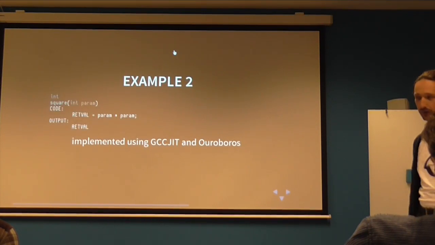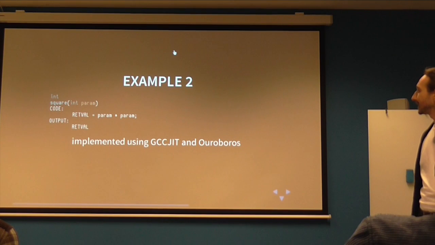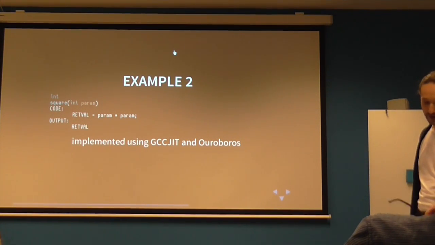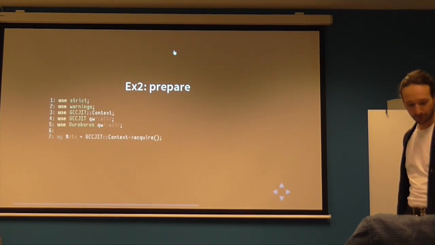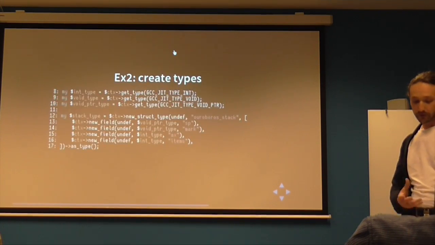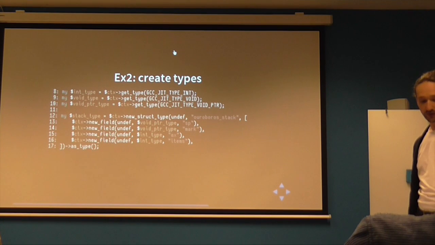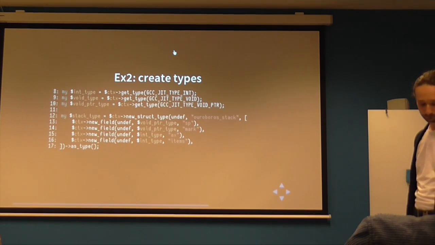So, another example, we'll do this XS code using GCC JIT and Ouroboros. It's a bit large, so don't worry if you don't really follow. So as before, we acquire the context. Next, we create a bunch of types. We need lots of them now, some primitive types. We recreate the Ouroboros struct in GCC JIT so we can allocate enough space for it on the stack.